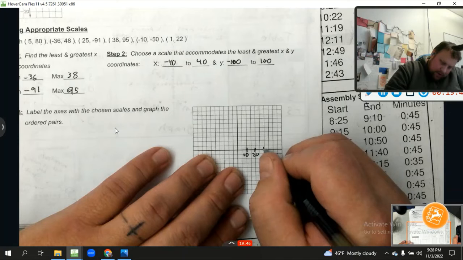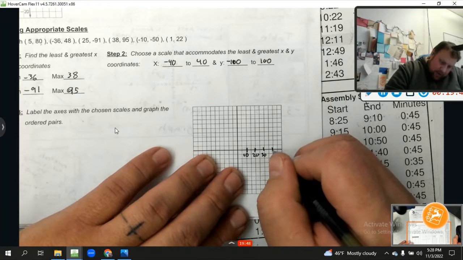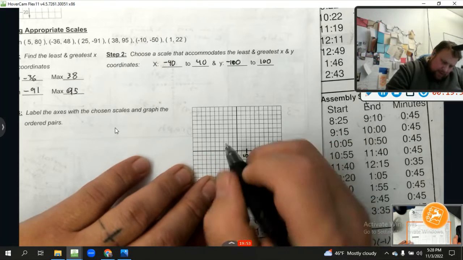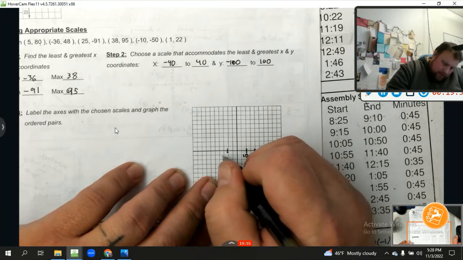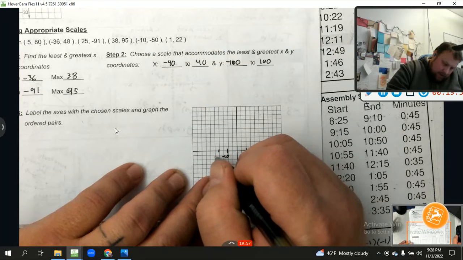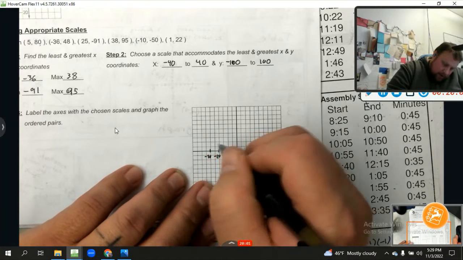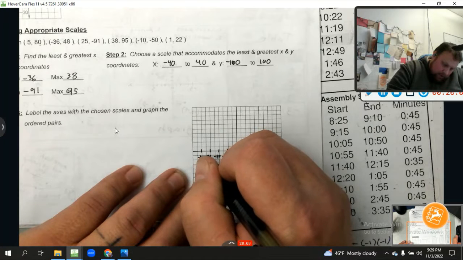20. 30. And I know I only need to go to 40, but might as well carry it out to 50. And the same going backwards. Negative 10. Negative 20. Negative 30. Negative 40.